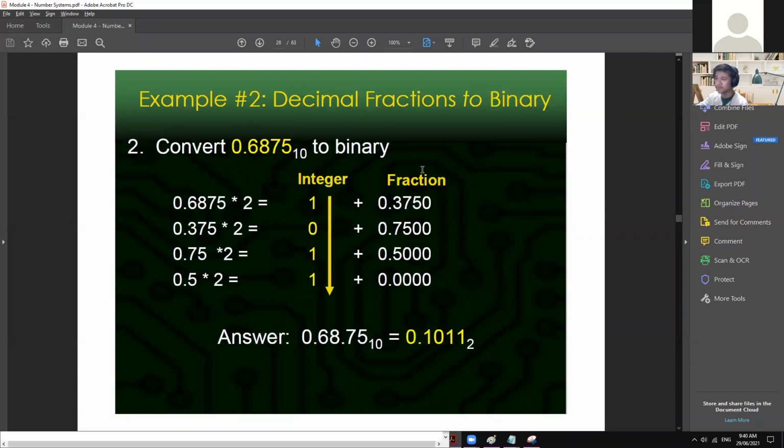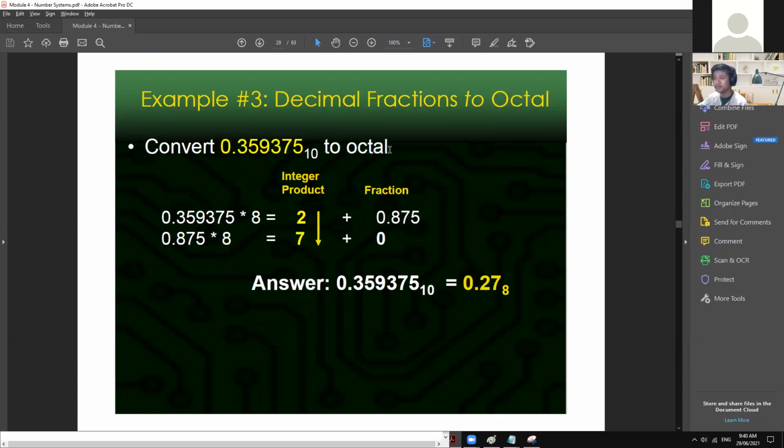So before it was just binary, but our multiplier now is 8. So 0.359375 times 8 will give us 2.875. So 2 for the integer product and then 0.875 for the fraction. Just get this one again, 0.875 times 8 will give us exactly 7. Once this one is already 0, then you can now stop multiplying. So the final answer for this one is 27 base 8, or 0.27 base 8. So please check using your calculator whether this one is correct or not.